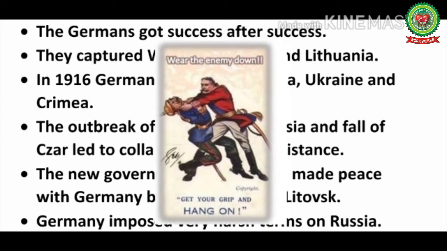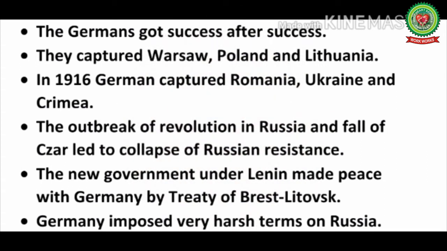The outbreak of revolution in Russia and the fall of the Tsar led to the collapse of Russian resistance. The revolution demanded that the Russian army be kept in Russia rather than on the fronts of the First World War. Then Russia withdrew from the war. The new government under Lenin made a peace treaty with Germany, known as the Treaty of Brest-Litovsk. Germany imposed very harsh terms on Russia, and Russia withdrew due to internal instability and revolution.